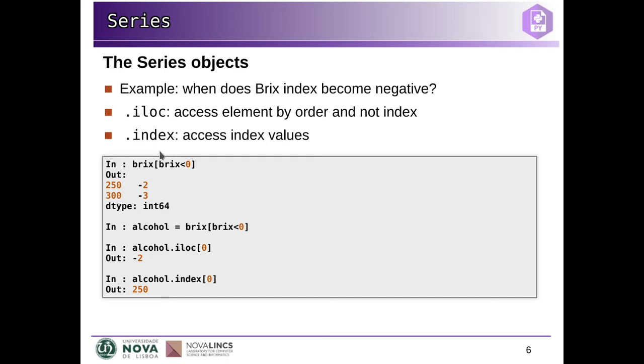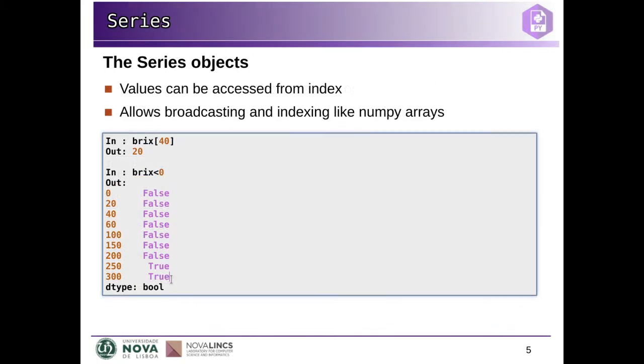And also we have this index attribute of the series that allows us to access the index values instead of the values themselves. So if we do this, bricks less than 0, this works like we did with NumPy arrays. This comparison, by comparing our series bricks with 0, will give us a series with indexes and true and false values. We can use a series like this to select those indexes from some other series, or the values that correspond to true values in this Boolean series.